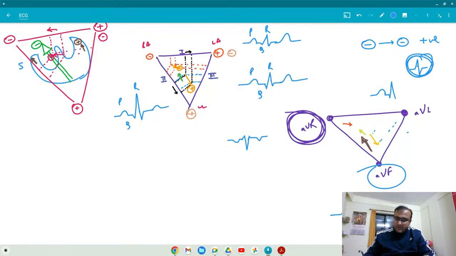Negative faster than positive. So let me put it in this way, like this. First negative, then positive. And what about AVF? AVF is definitely positive. Agreed?